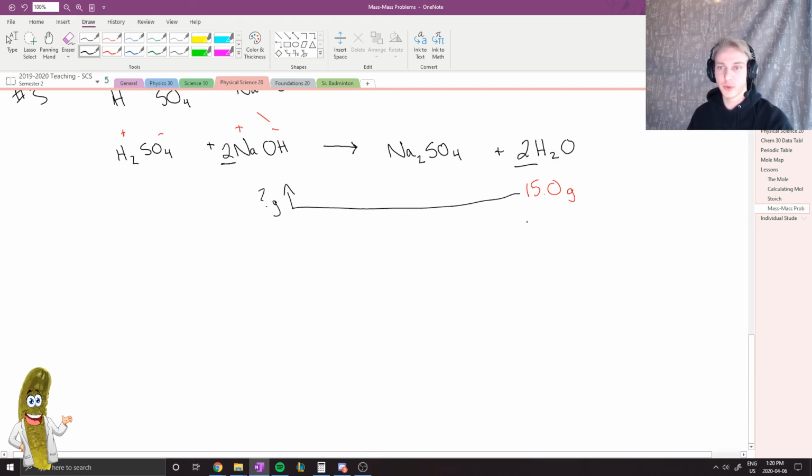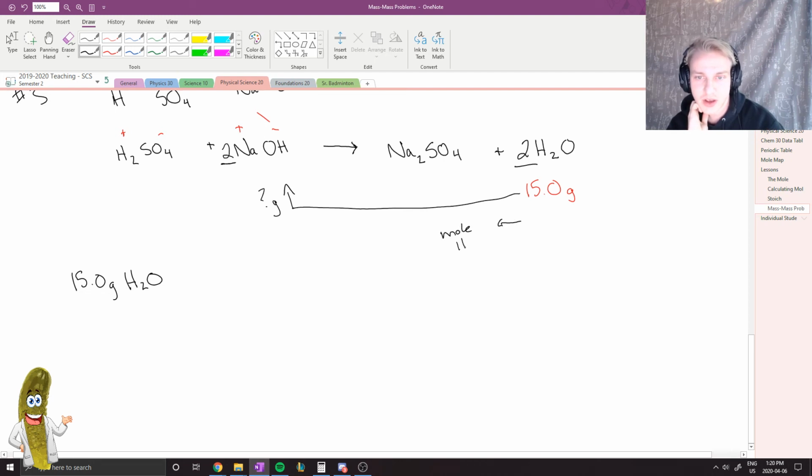We have 15.0 grams of water. That's both a number and a unit. So I'm going to start with 15.0 grams of H2O. Now, like we did the first time, what we need to do first is we need to go to moles of H2O. So the first step is getting out of grams of H2O into moles of H2O.